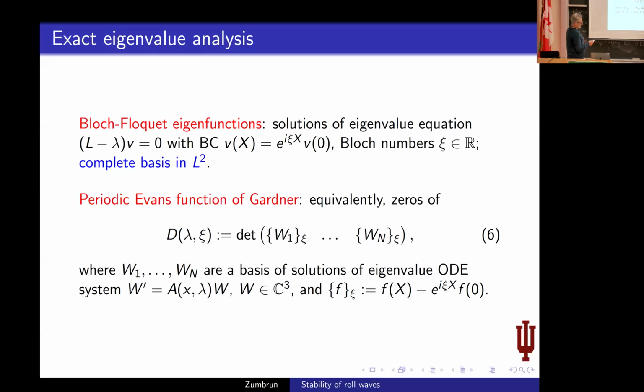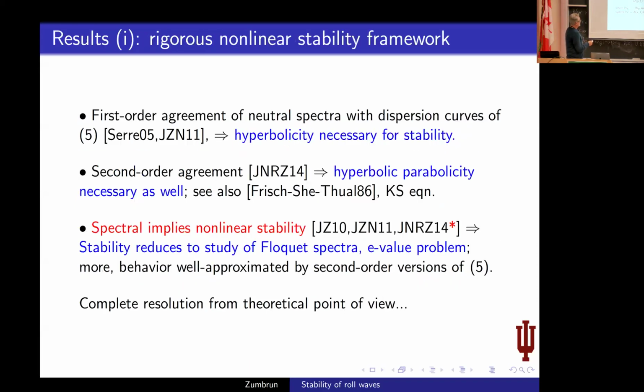Okay. And then, we also have second order agreement. And that means if you continue this expansion, this formal expansion, you need to have hyperbolic parabolicity as well.